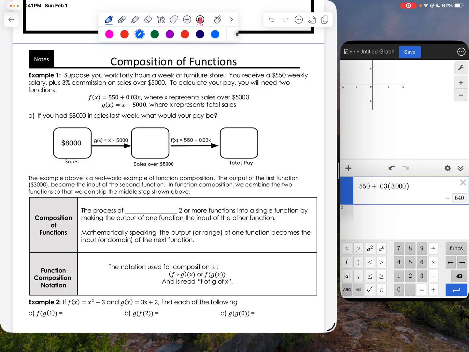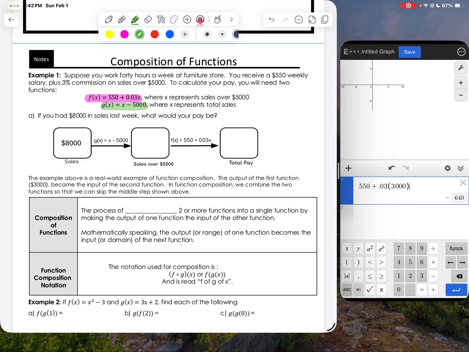To calculate your pay in this situation, you would need two functions. The first function we'll call f of x. It's 550 plus 0.03x, where x represents the sales over 5,000. Then we have our second function, g of x is equal to x minus 5,000, where x represents the total sales. So in part A, it said, if you had $8,000 in sales last week, what would your pay be?